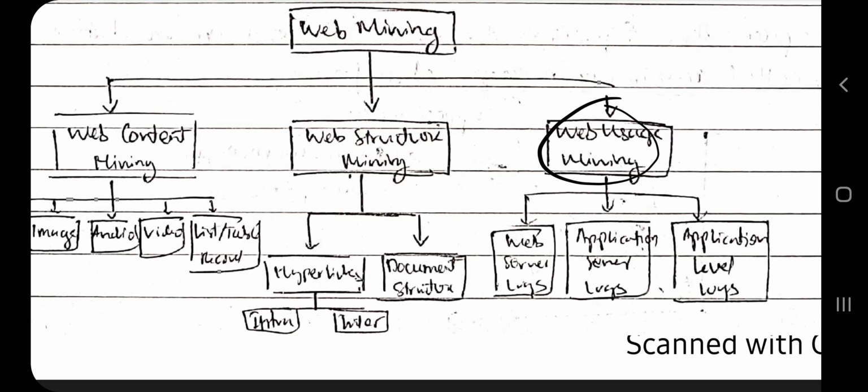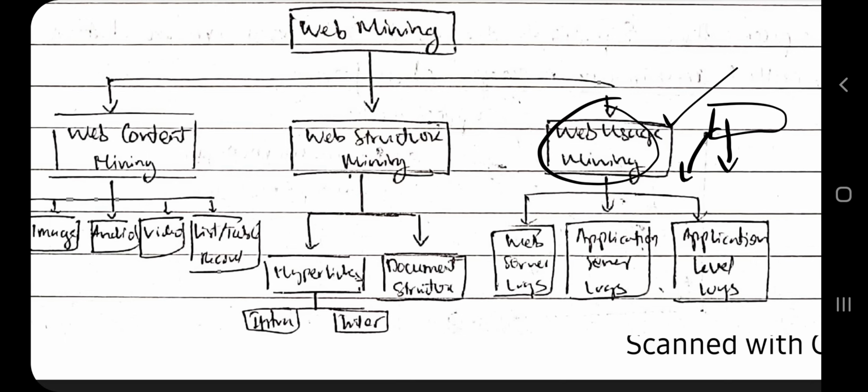Web usage mining means what? You will be getting to know how many clicks happened in a particular website, where the person has gone, from which website the person has come, how much time he is spending, which is the most frequent item he is going to see more, like that. By using the previous data, what he has seen more in the past, based on that, obviously it is more probable that he will be seeing that one in the future as well. So that's all what we will be seeing in the web usage mining.